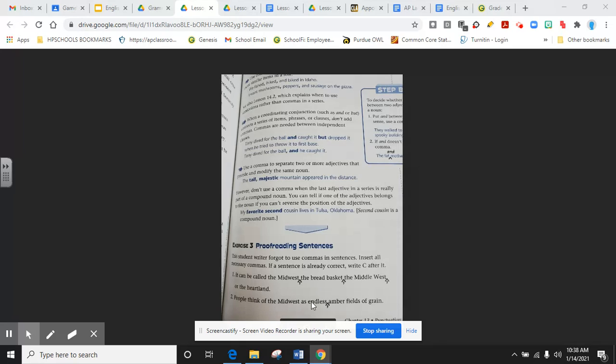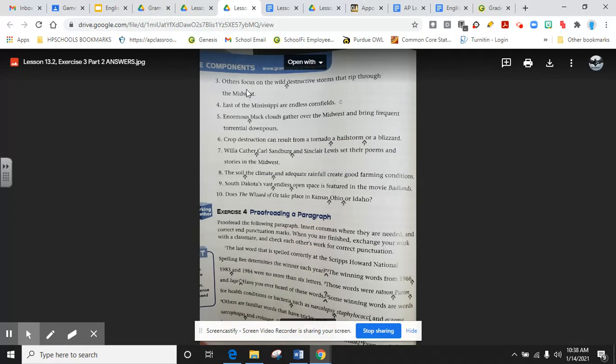People think of the Midwest as endless, amber fields of grain. That is this example here. You have two adjectives modifying the noun fields, so you want to separate them with a comma. Other examples here from exercise 3. We can see the same example here, two adjectives before a noun.